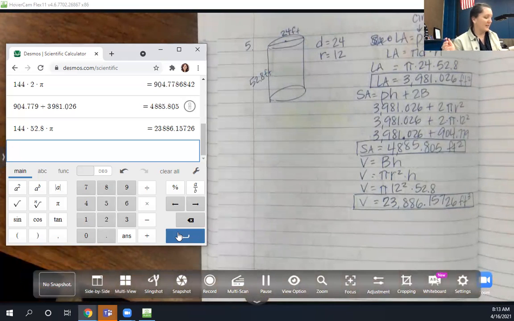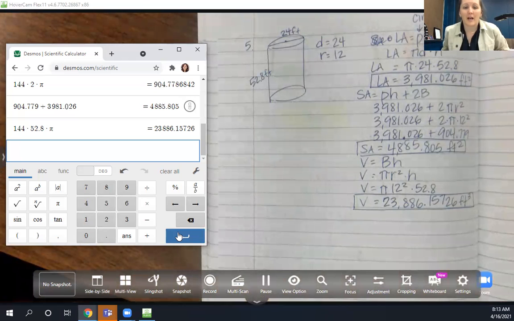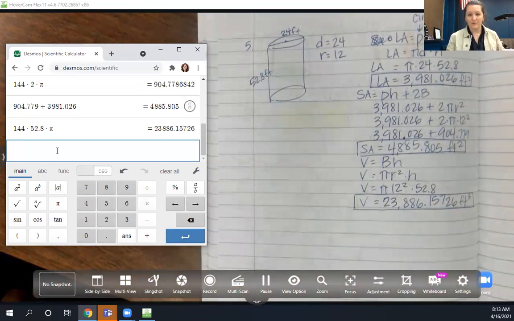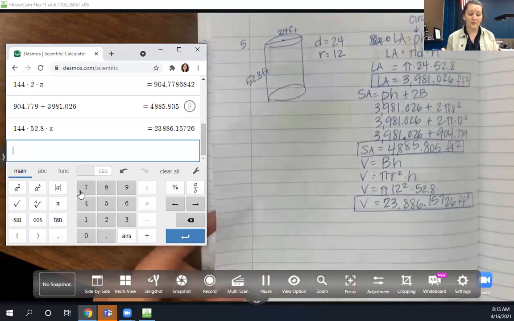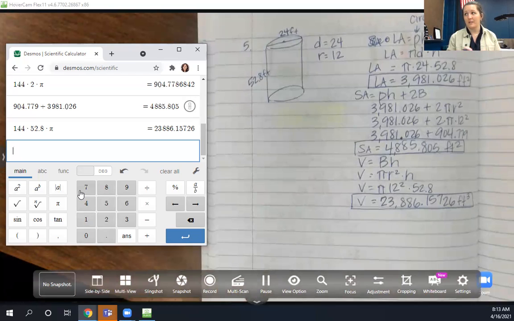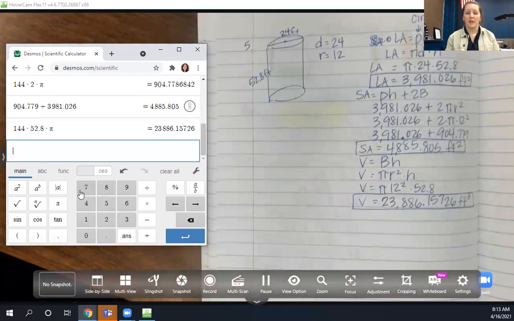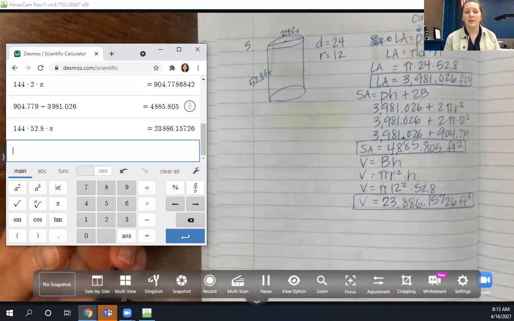All right, so that is our lateral area, surface area, and volume of cylinders. We're following the same formulas as we did for the rectangular and triangular prisms, just have to replace those perimeter and area with your circumference formula and your area of the circle formula. So let's move to our next notes.